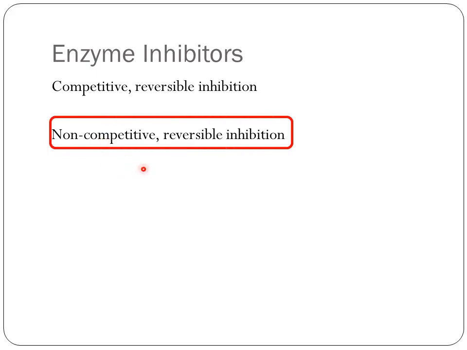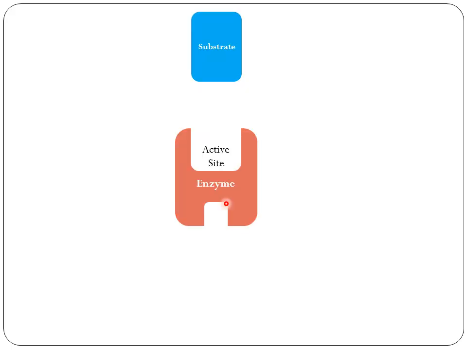Now let's look at the non-competitive inhibition. And as I said before, both of them are reversible. This is the enzyme again, and this is the active site, and this is the inhibitor. What differentiates this mechanism, the non-competitive, from the previous competitive is the mode of action of the inhibitor. Here, the inhibitor does not have a similar shape to the substrate. That's why it will not sit on the active site. The substrate can normally sit on the active site.